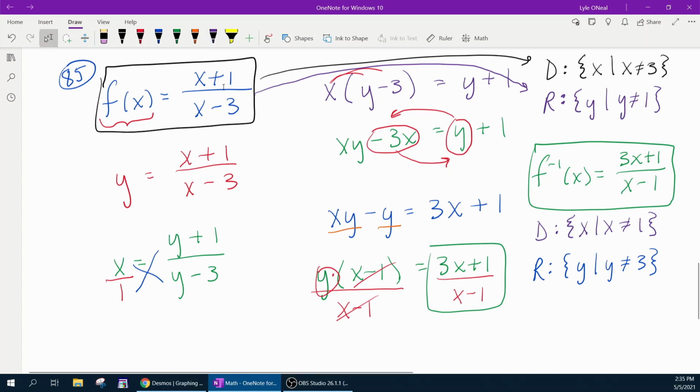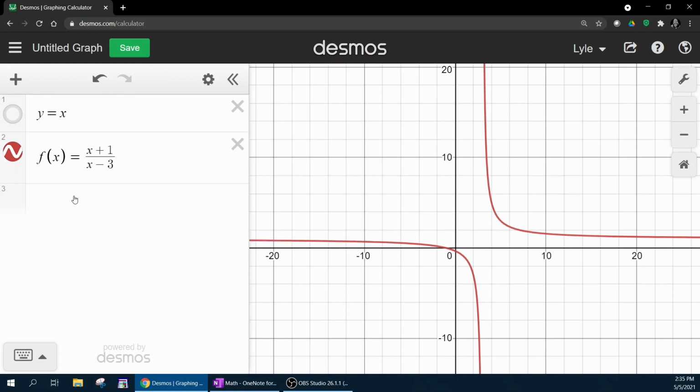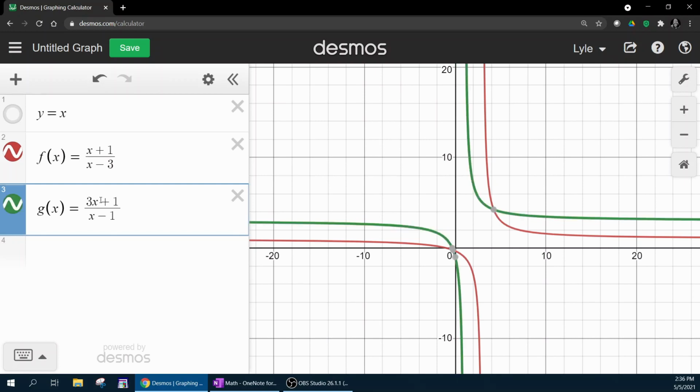And we can verify all of this information from Desmos. So let's go to Desmos. Let's get rid of that horizontal asymptote. And let's input the inverse function. And I'm going to call it g of x is equal to 3x plus 1 over x minus 1.